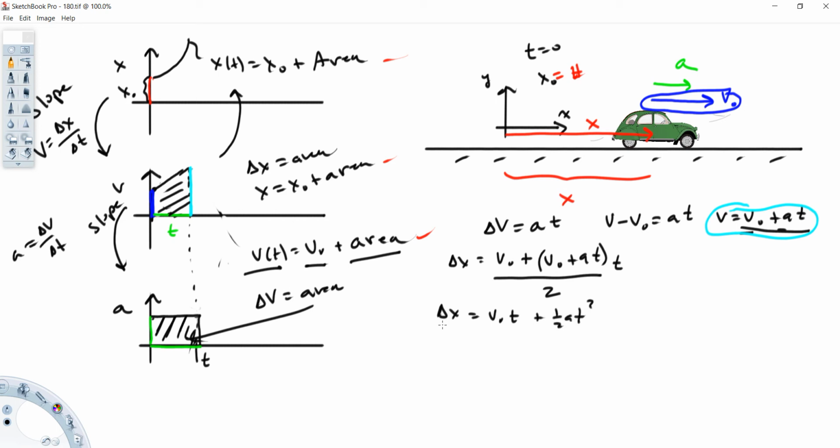Now, delta anything is always final minus initial. So this delta x can be written x final. I'm just going to write that as x, minus x initial. And then equals the rest of this. And if we just put the x initial on the right, we get the following. And there is our function for the position of the car.